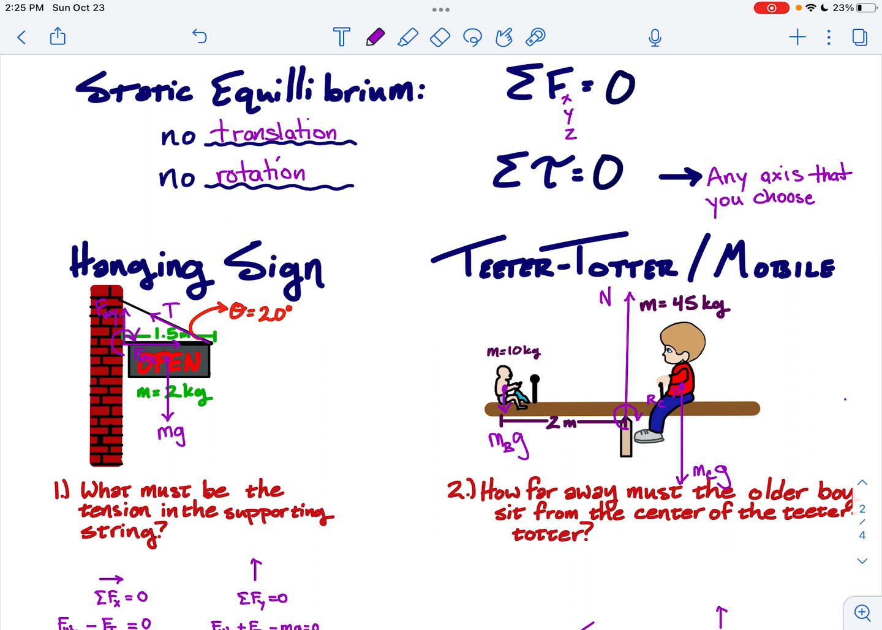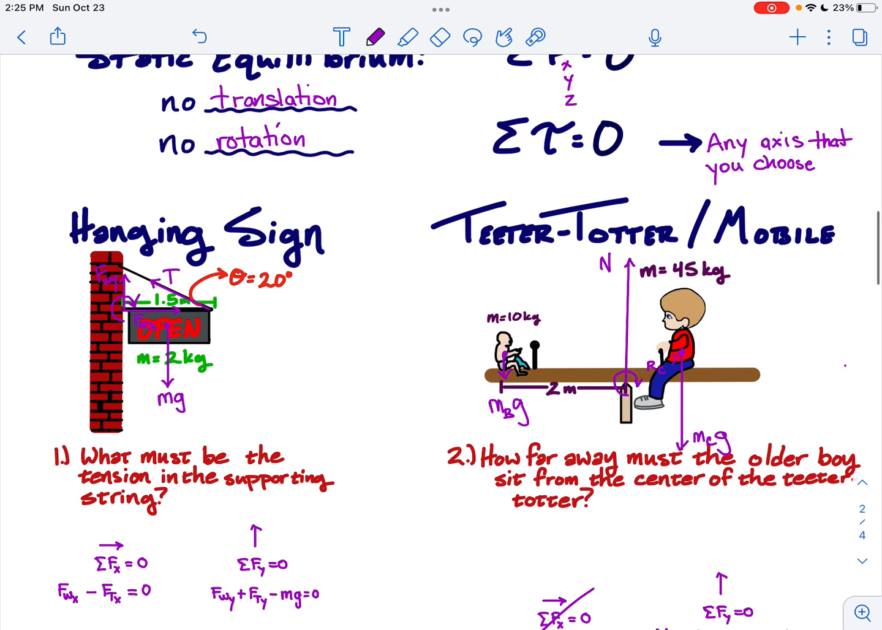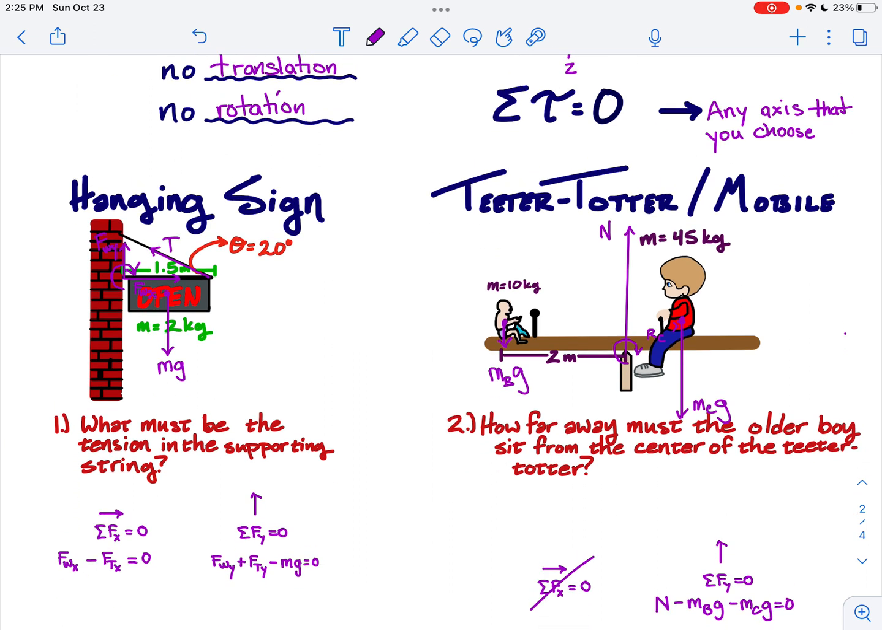Once you have those 4 forces labeled, then you can do an x force balance, which is force of the wall in the positive x direction minus the force of tension in the negative x direction equals 0. You could do a y force balance, which is the force of the wall in the y direction plus the force of the tension in the y direction minus the weight of the sign equals 0.